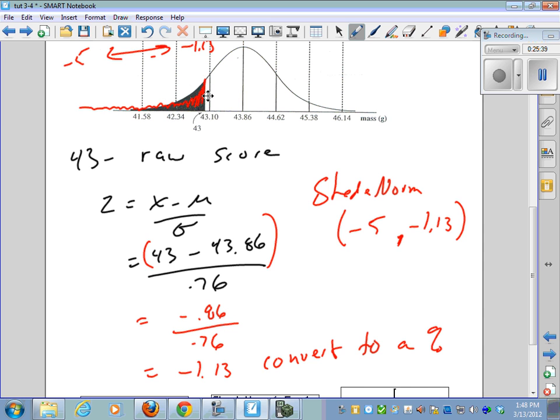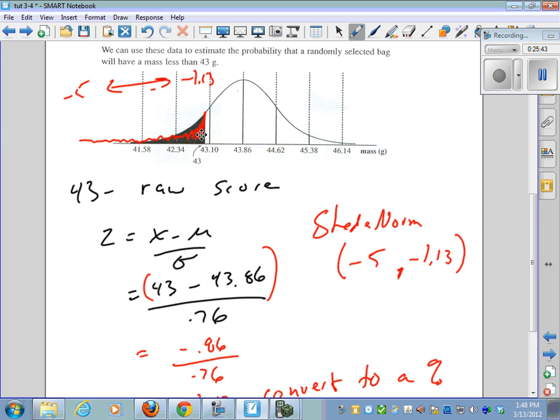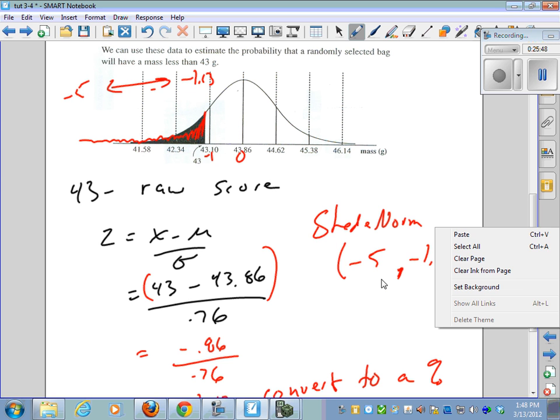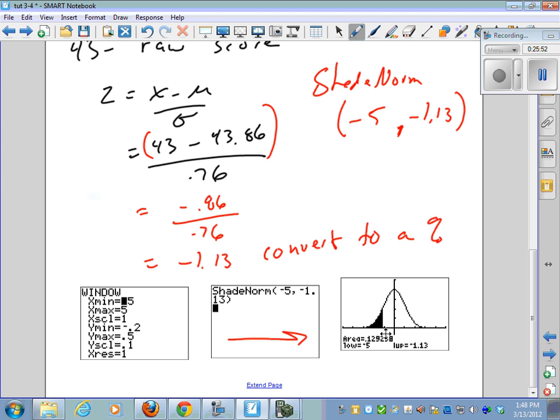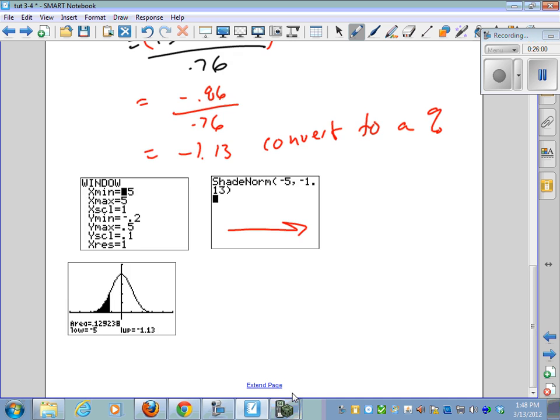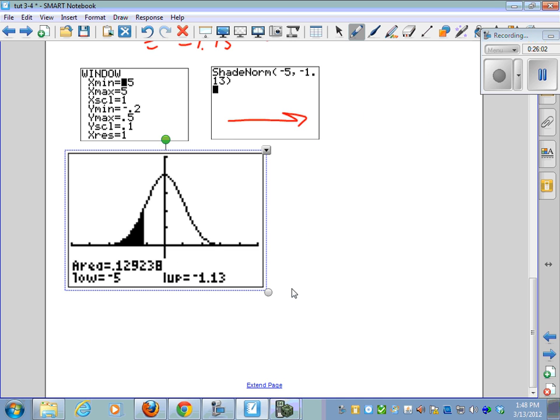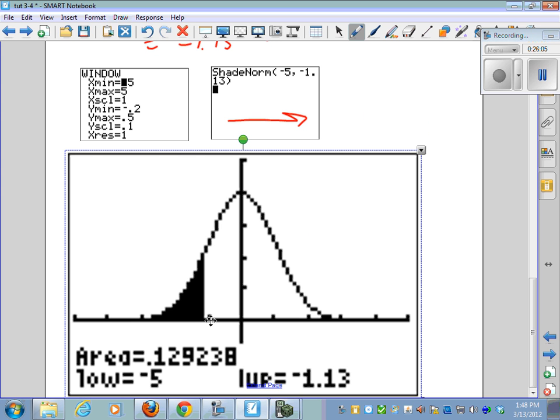It doesn't look like 1.13 on the picture. Well, remember this is 0. This is -1. Well, see that little tick mark right there? That's -1. I can't see that. You can't see that? There's a little tick mark here. Let me pull it down for you. There's a tick mark right there. So it's just to the left. Okay? You'll have to take my word for it.